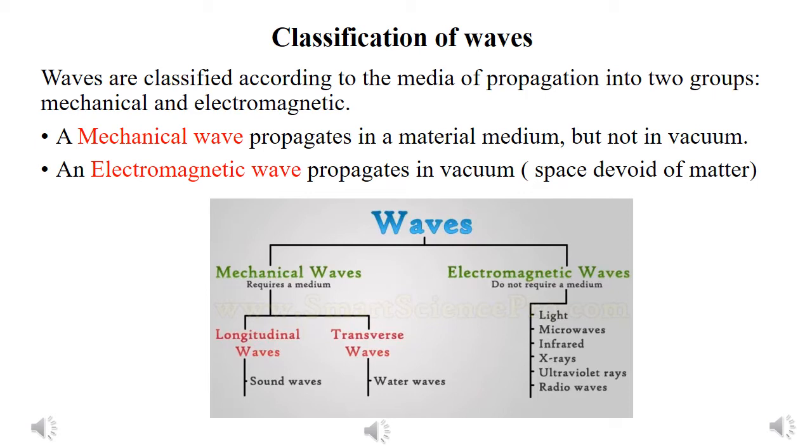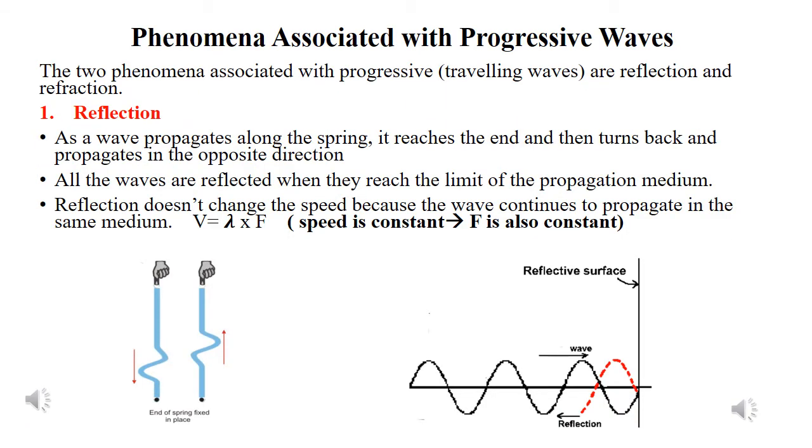Light waves propagate in space to reach Earth. This is why we consider light waves as electromagnetic waves. They propagate in vacuum. What are the two phenomena associated with progressive waves? The two phenomena associated with progressive waves or traveling waves are reflection and diffraction. What is the difference between reflection and diffraction?